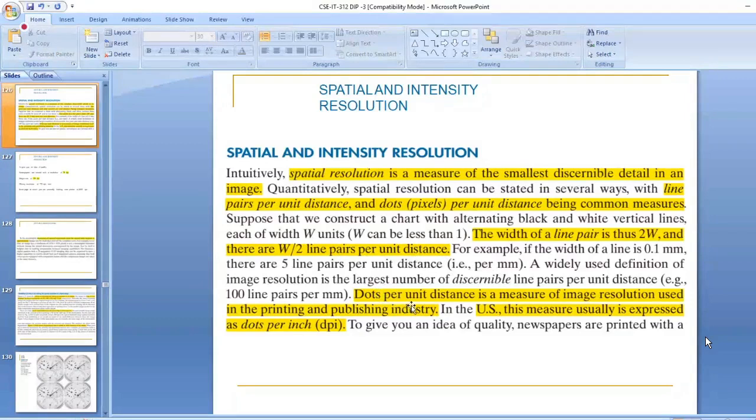So dots per unit distance is a measure of image resolution used in the printing and publishing industries. And you can see in the US, this measure usually is expressed as dots per inch, DPI. So we all are familiar with this DPI. आप जिस बुक को स्टडी करते हैं उसका जो प्रिंट है वो कितने DPI का है. Okay. So I am giving some information to know the idea of the quality.